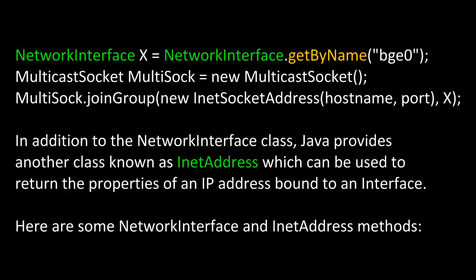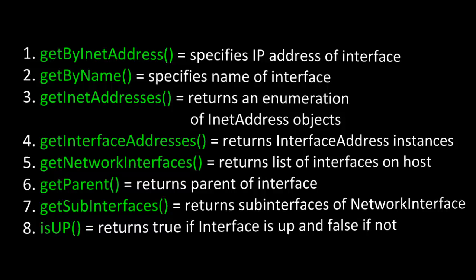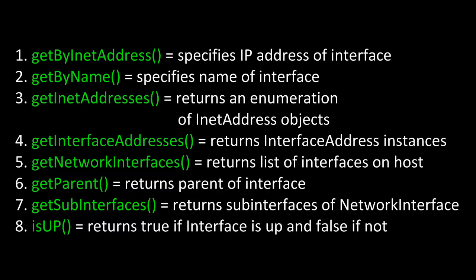In addition to the NetworkInterface class, Java provides another class known as InetAddress, which can be used to return the properties of an IP address bound to an interface. Here are some NetworkInterface and InetAddress methods. getByInetAddress, which specifies the IP address of an interface. getByName, which specifies the name of an interface. getInetAddresses, which returns an enumeration or collection of InetAddress objects. getInterfaceAddresses, which returns interface address instances.